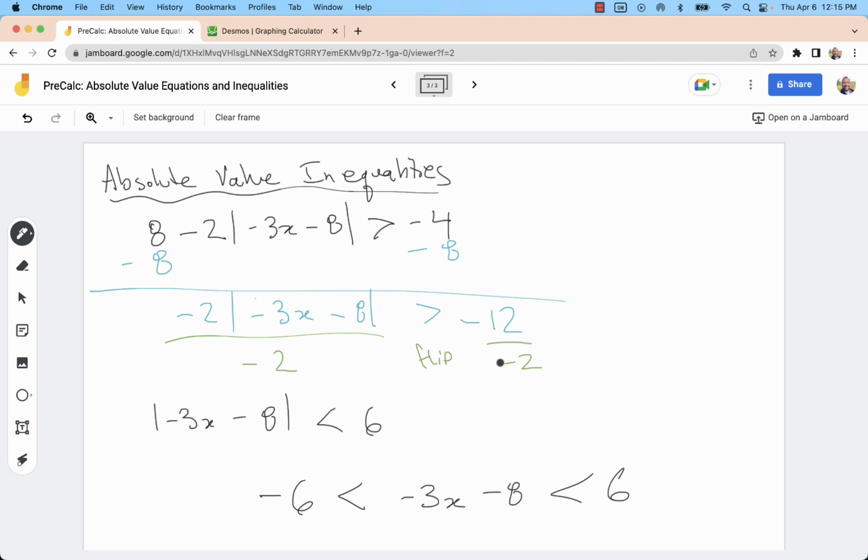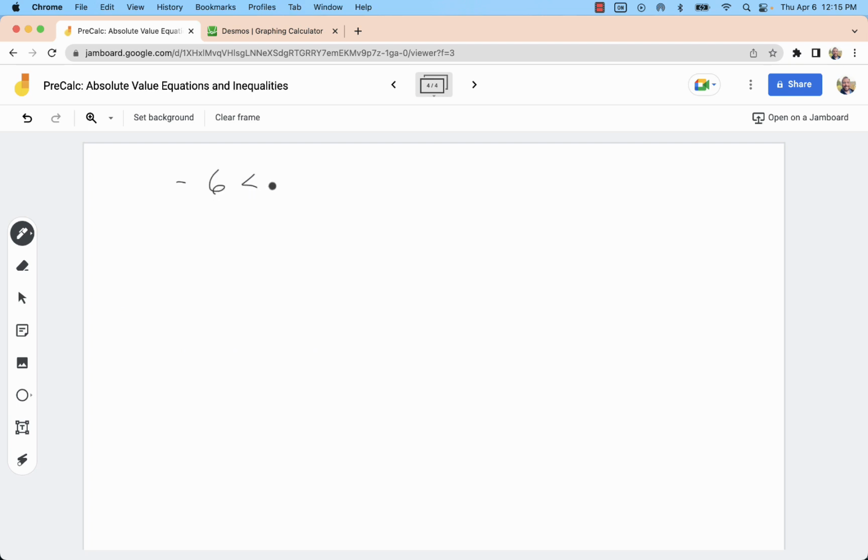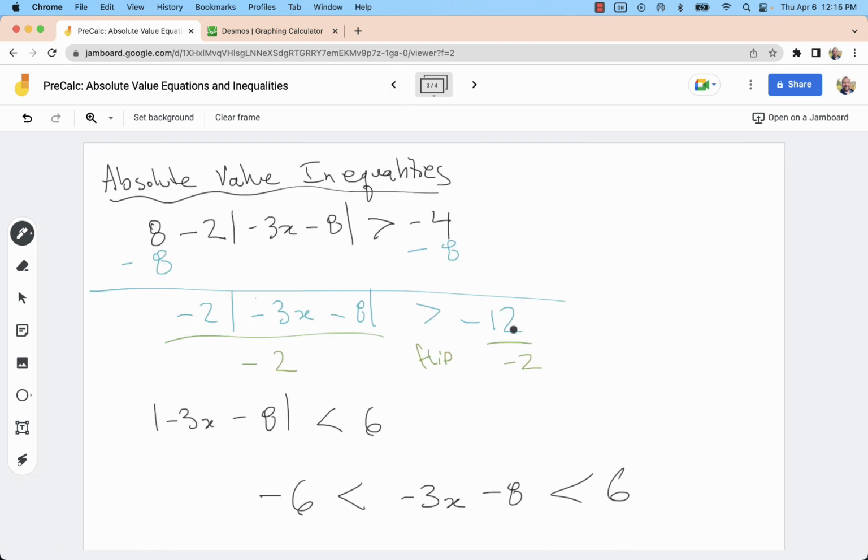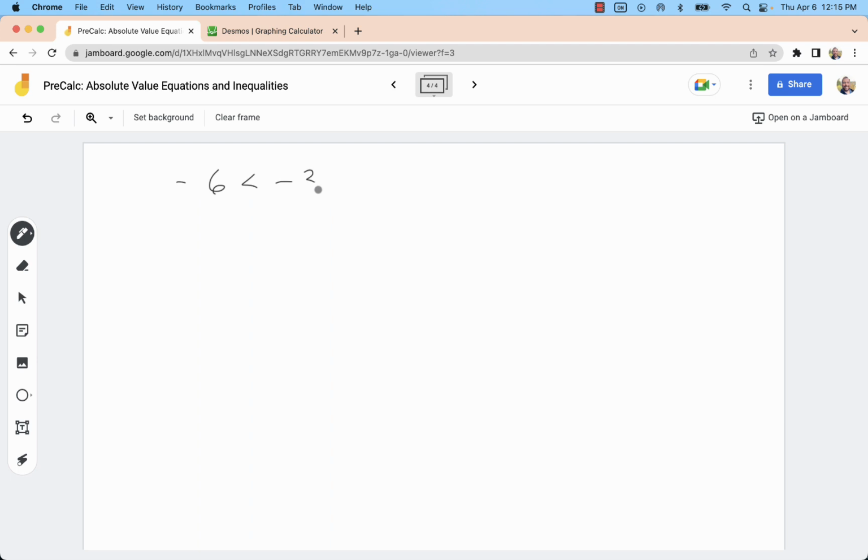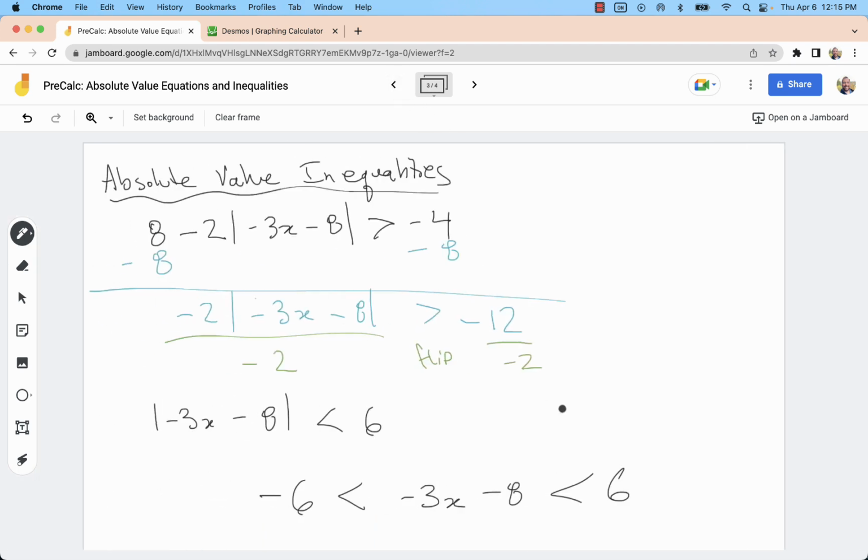And this is going to set up that tripartite inequality, which will give us x sandwiched between two numbers. So now we do a two-step type of equation. Now it's an inequality, though, with that -3x minus 8 in between a -6 and a 6. And anytime you have a problem where it's an absolute value less than a number, you can always do that.